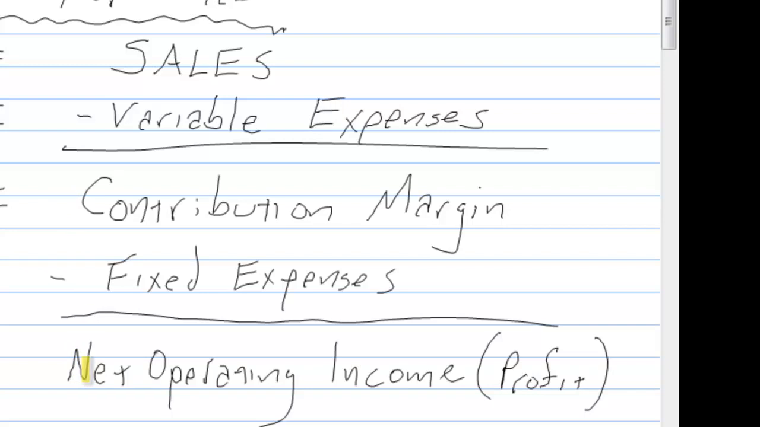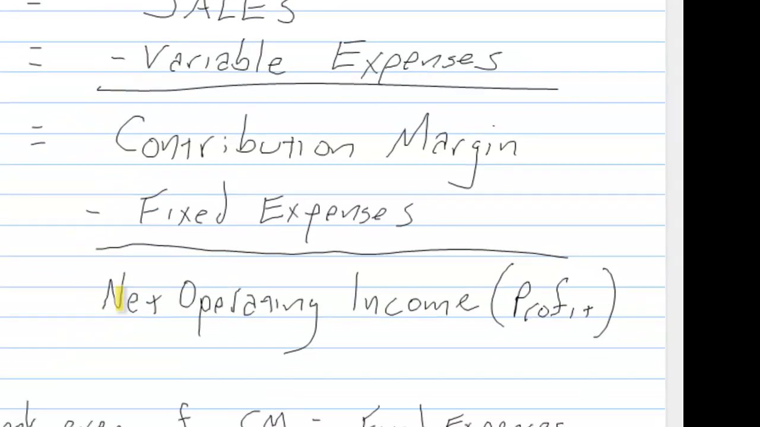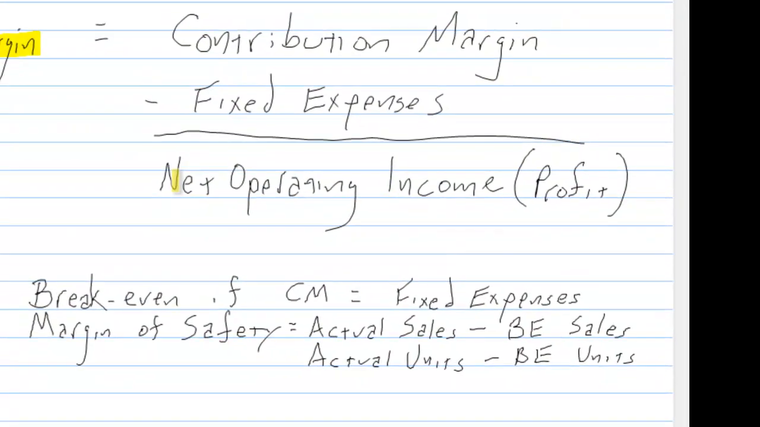If you wanted to calculate something called the break-even point, you would set net operating income at 0. So the break-even point is where the contribution margin equals your fixed expenses. We need to have enough in the contribution margin to at least cover fixed expenses to break even.